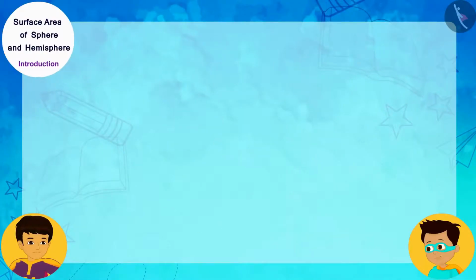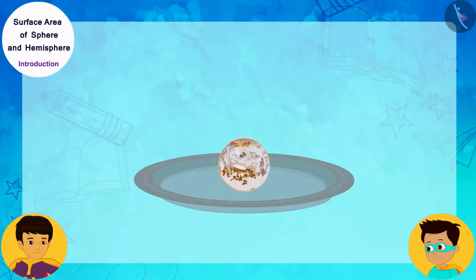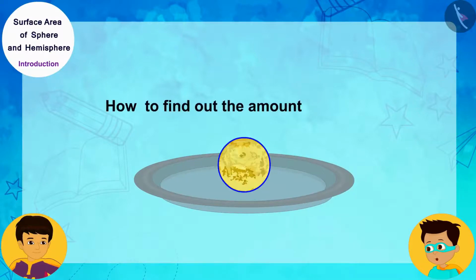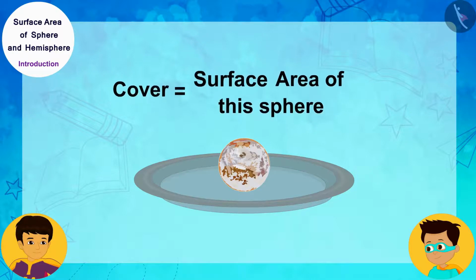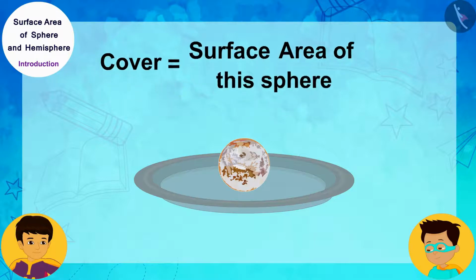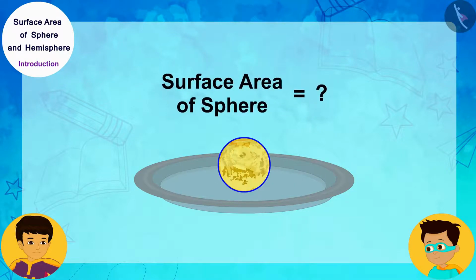Alright, I understood about the sphere, but how will we find out the amount of silver used to cover this spherical sweet? The silver is completely covering the total surface of the spherical sweet. So we can say that the silver used to cover the spherical sweet will be equal to the surface area of this sphere. You're right. But how do we find the surface area of the sphere? We do not know its formula.